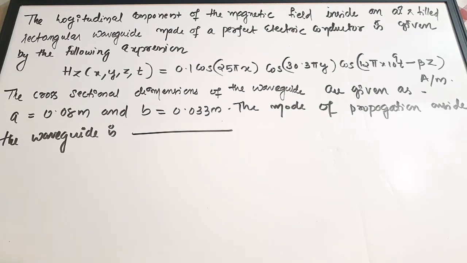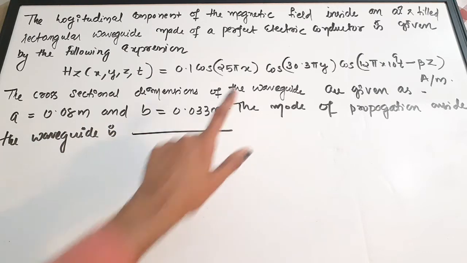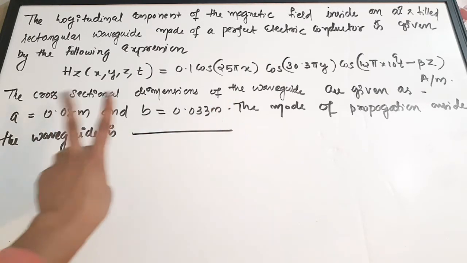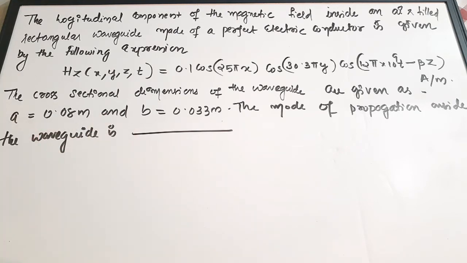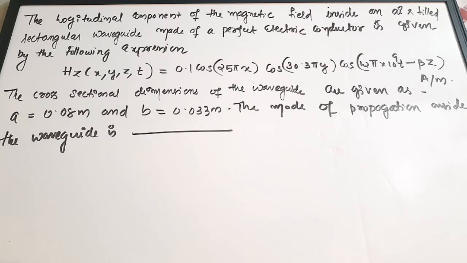Now, the cross-sectional dimensions of the waveguide are given as A equal to 0.08 meter and B equal to 0.033 meter. So here if you see, both the dimensions are given in meters. Sometimes you can also find it like this. Then it is easy for you to solve, no need for converting the units. So A and B are given. That's why I'm saying just have an idea about the variables. A is the wider dimension, B is the narrow dimension. So you should be familiar with the basics.